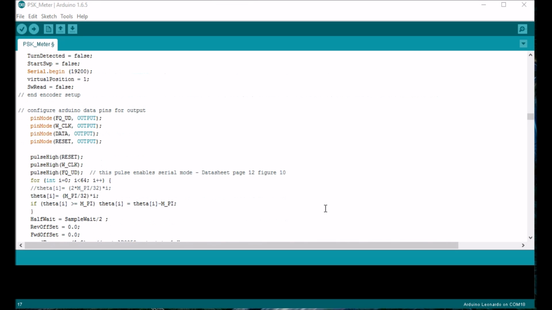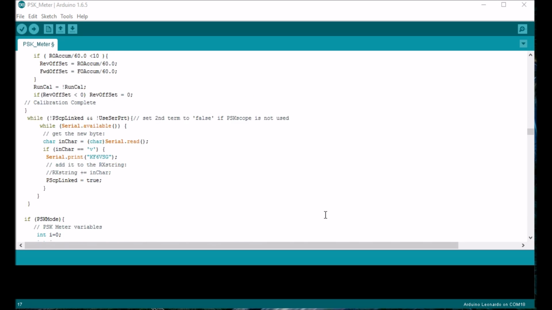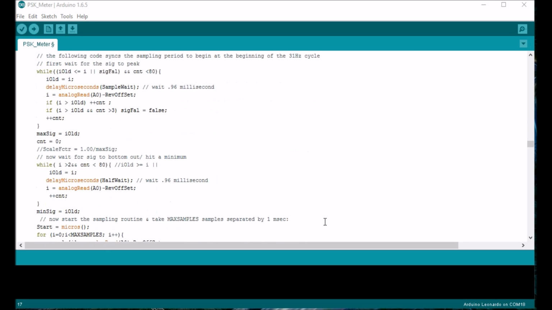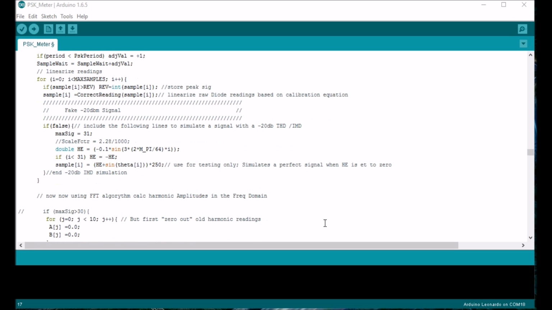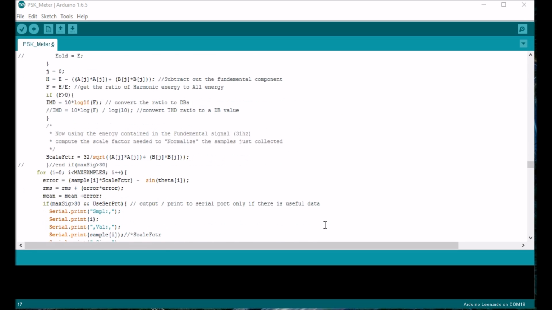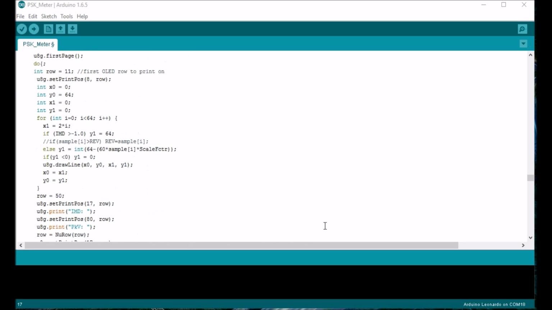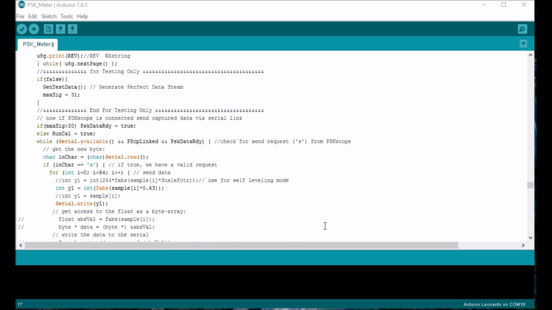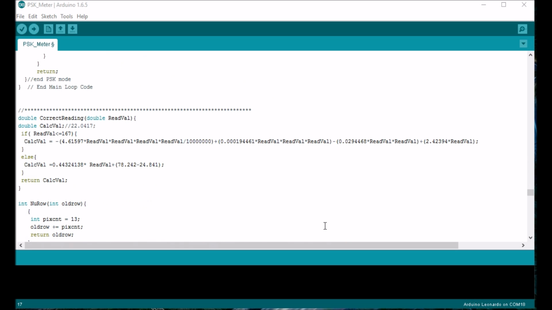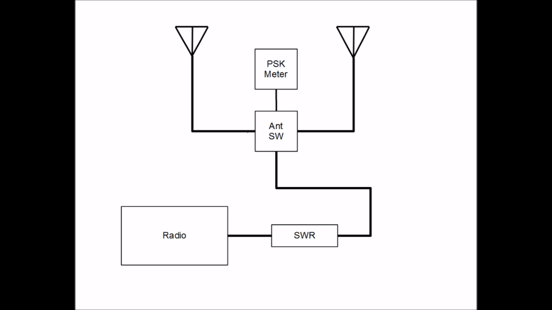Also, in the first video, some time was devoted to explaining how and why the sketches contained code to linearize the diode's output. The same issues apply here as well, and because we would like to report harmonic energy that is as much as 30 dB below the fundamental, a linear RF input to digital output response is even more important than before. So the sketch contains what is believed to be an improved conversion equation.